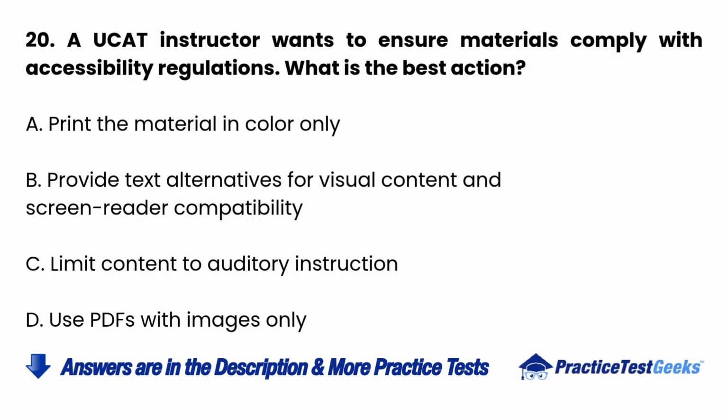20. A UCAT instructor wants to ensure materials comply with accessibility regulations. What is the best action? A. Print the material in color only. B. Provide text alternatives for visual content and screen reader compatibility. C. Limit content to auditory instruction. D. Use PDFs with images only.